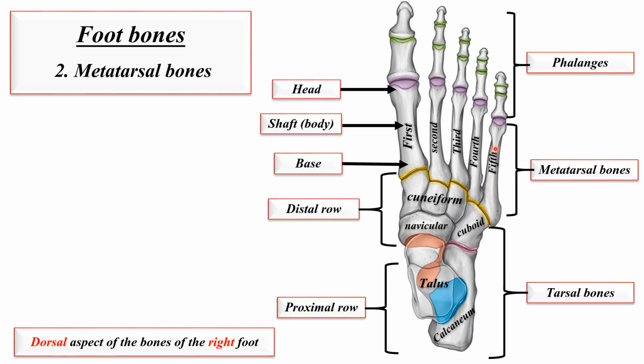This is the fifth metatarsal bone. It has this projecting tubercle. We call it the tubercle of the fifth metatarsal bone. This tubercle provides an attachment for peroneus tertius and peroneus brevis muscle.